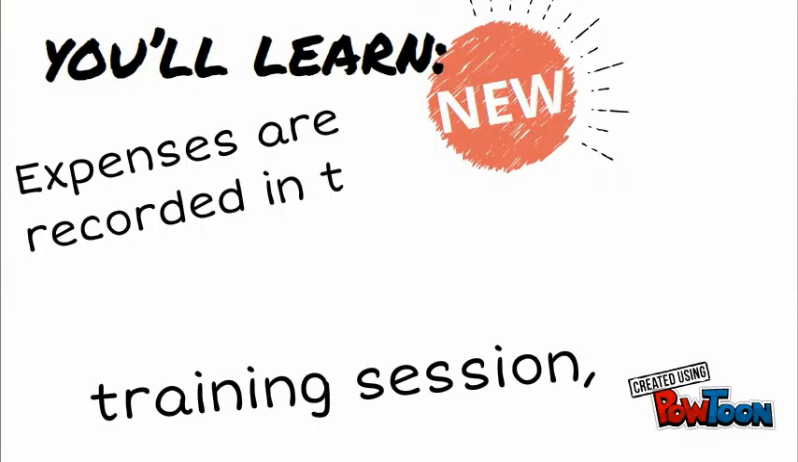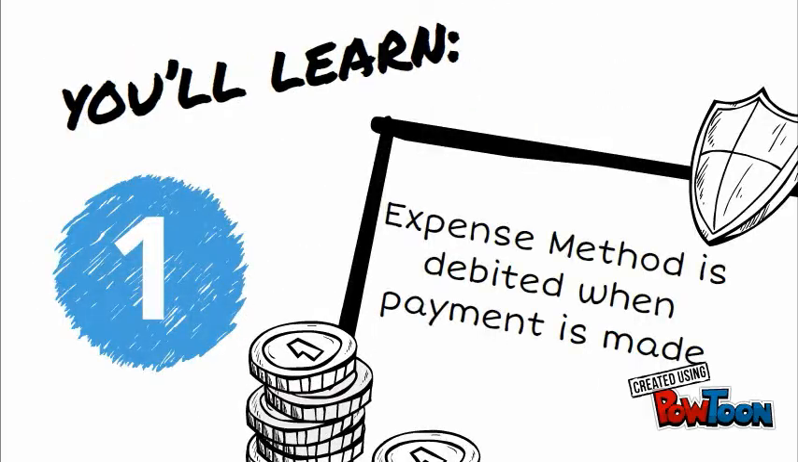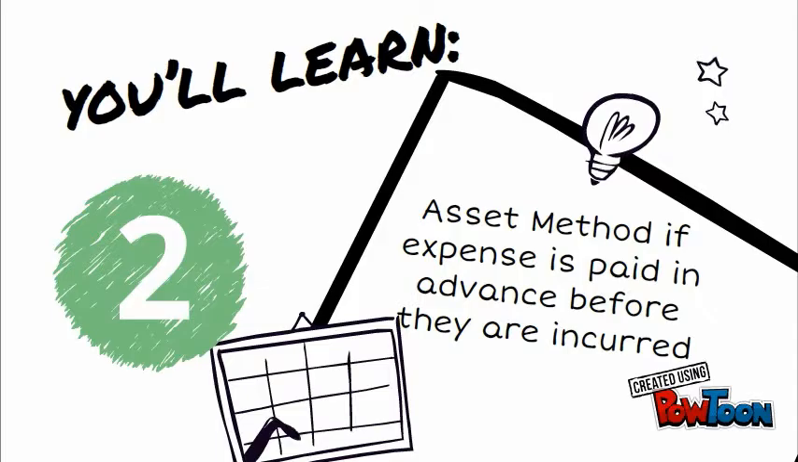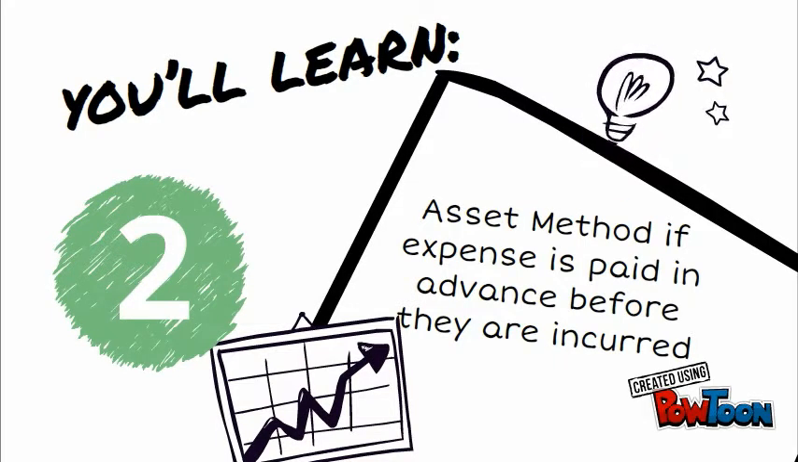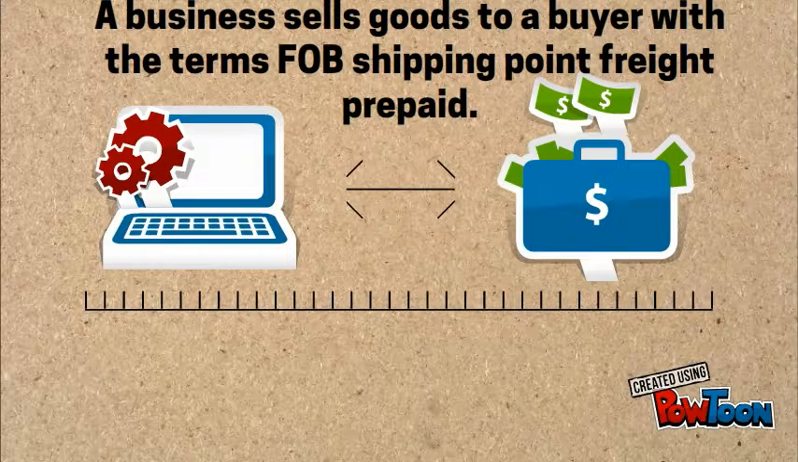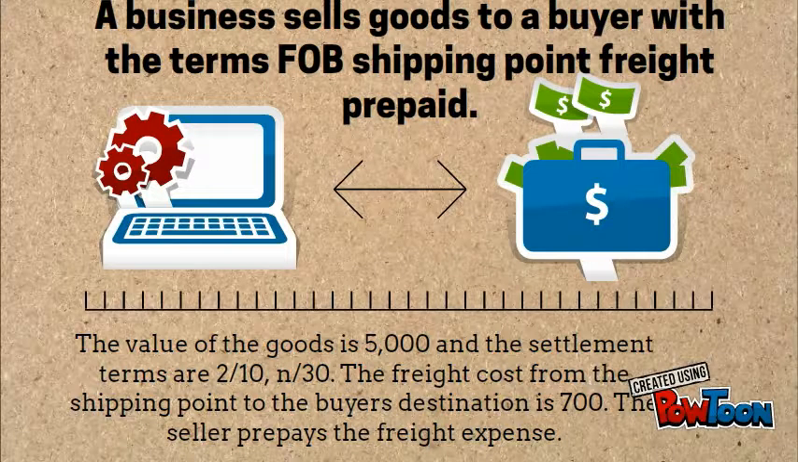The 2 ways of recording the expenses: the expense method, where the expense is debited when payment is made, and the asset method, used if expenses are paid in advance before they are incurred. Accounting for freight. A business sells goods to a buyer with the terms FOB shipping point, freight prepaid. Example: the value of the goods is $5,000 and the settlement terms are 2/10, n/30. The freight cost from the shipping point to the buyer's destination is $700. The seller prepays the freight expense.